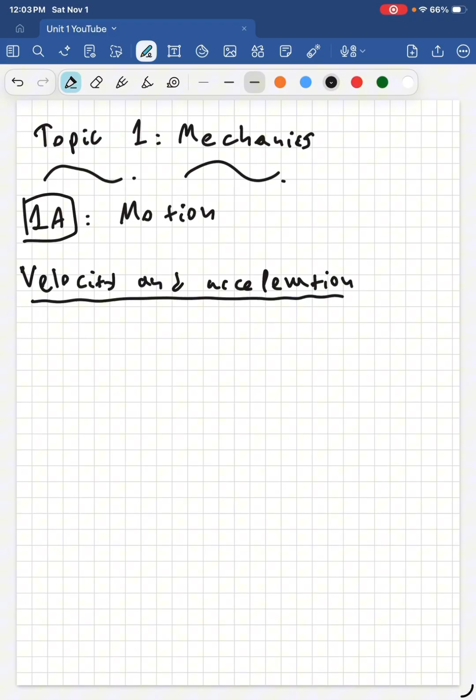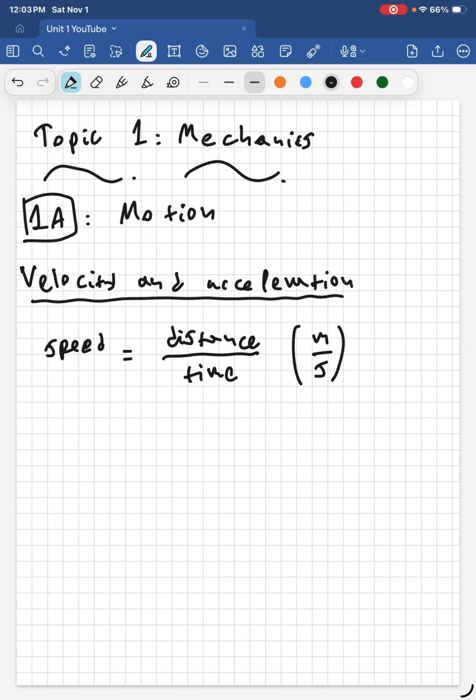So the first one we will define is actually speed, not even velocity. And speed is defined as distance over time, okay? It's measured in meters per second. And it's also expressed by d over t, okay? And this is actually a scalar quantity, okay? It doesn't have a direction like velocity does. It's just the magnitude. So let's write it here.